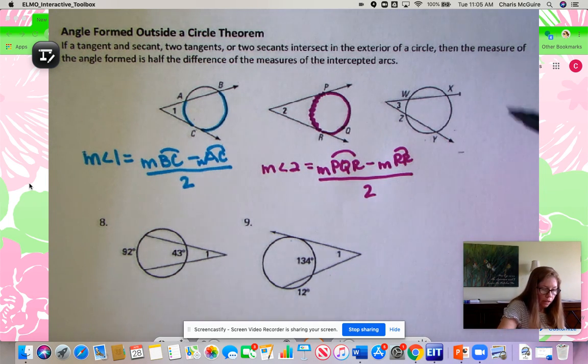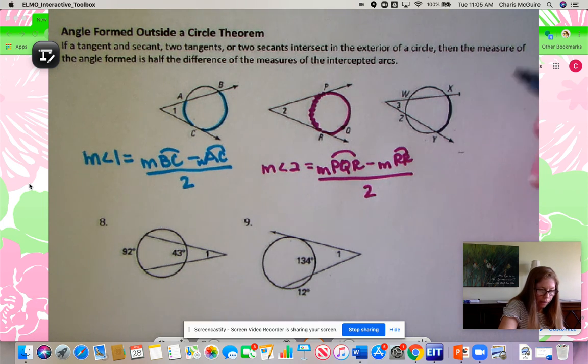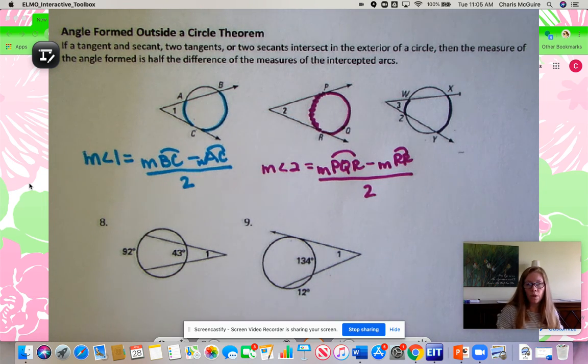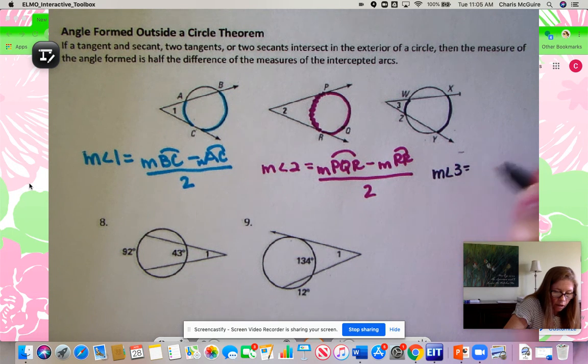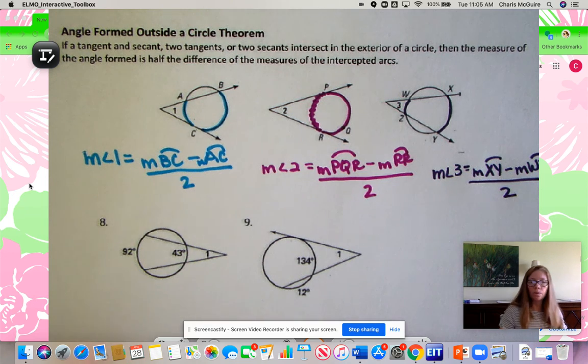Angle 3, we have a large arc here that is XY in the back, and a smaller arc up front, which is WZ. So those are the two arcs that you're going to subtract to get angle 3. So the measure of angle 3 is going to be the measure of arc XY minus the measure of arc WZ divided by 2.